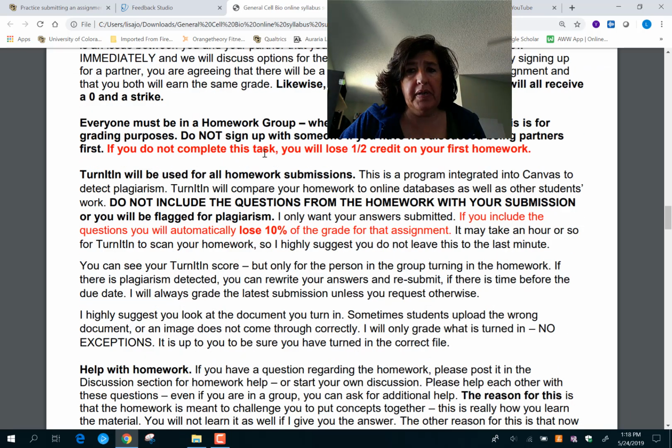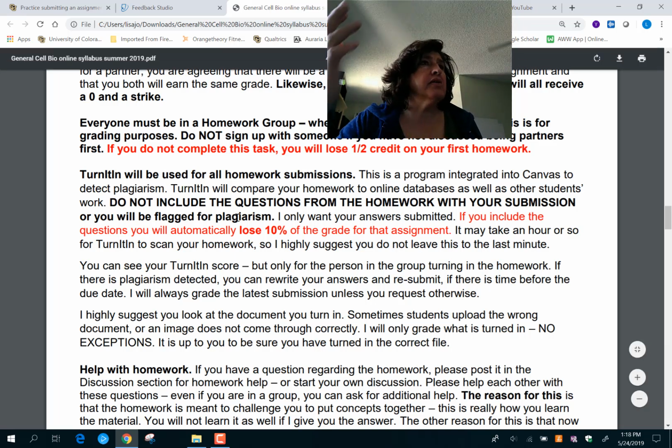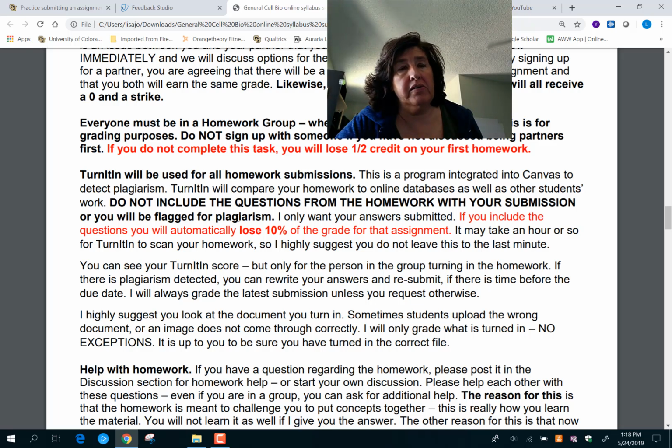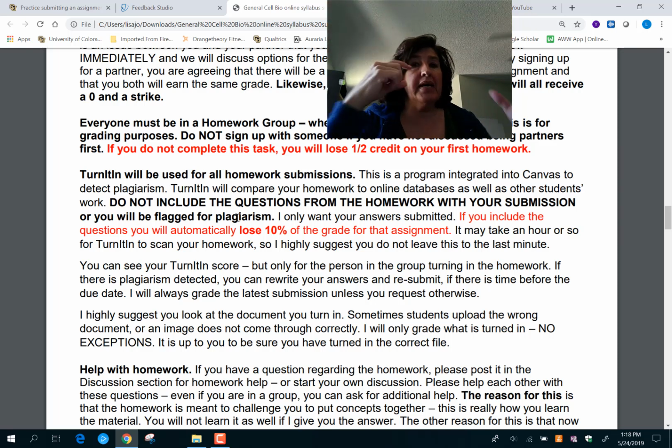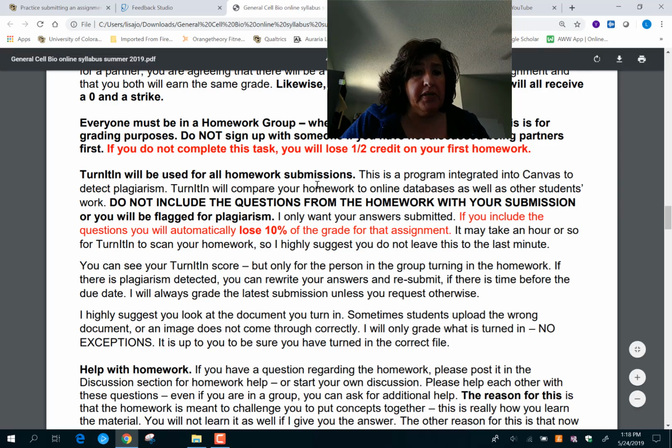We've talked about Turnitin. Don't include the questions from the homework with your submission. Okay? Yes, there are some tables that I'm going to ask you to fill out, and they will probably come back as 100% plagiarism because I'm asking you to put words in certain blanks. Students have done this before. Things like that I don't worry about. Like I said, I will always look at the Turnitin score and determine myself if it's truly plagiarism or not.